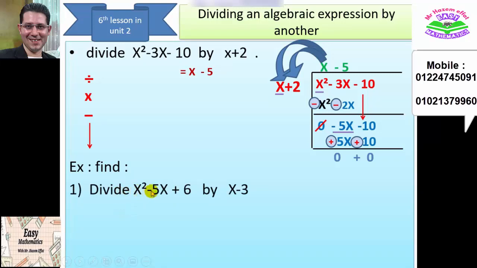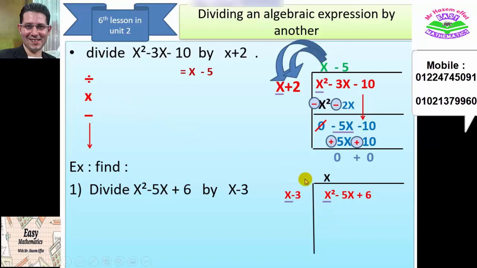Divide x power 2 minus 5x plus 6 by x minus 3. How to divide this algebraic expression by this algebraic expression? By doing the same steps, we write the dividend in this space and the divisor in this space, and don't forget to do the same steps. As the first step, we divide x power 2 by x. By dividing x power 2 by x, the answer will be x.